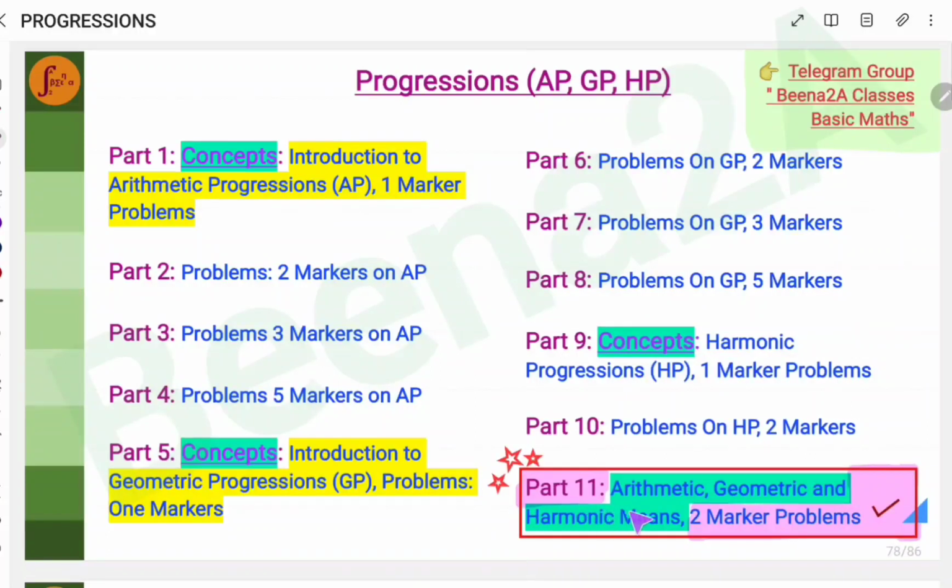Hi everyone. In this video we'll go through concepts on arithmetic means, geometric means and harmonic means, and we will solve a few problems related to that.